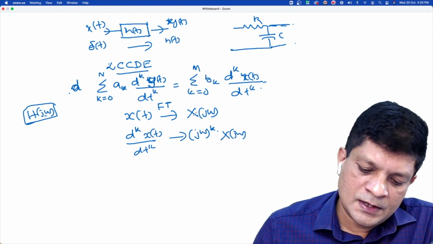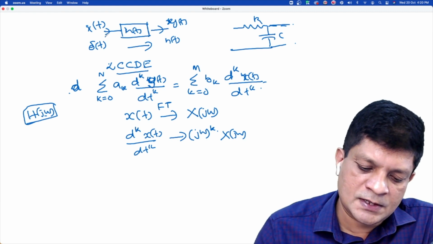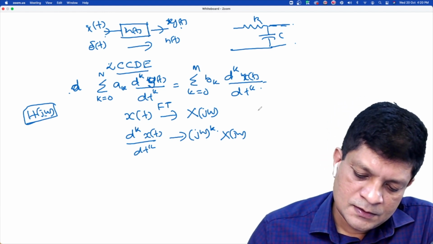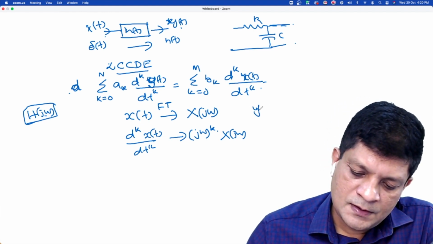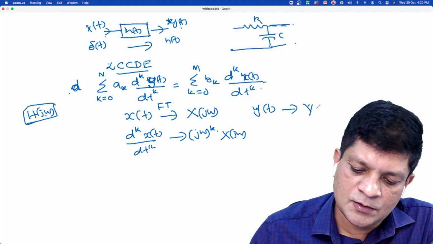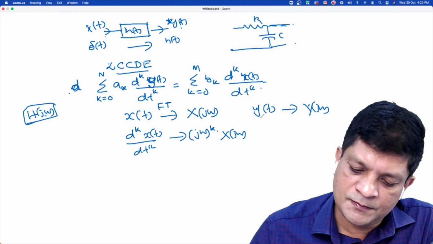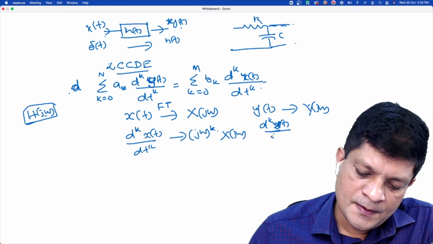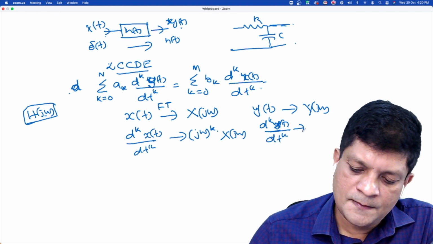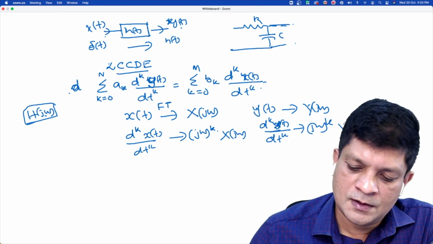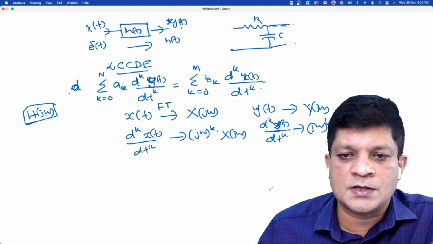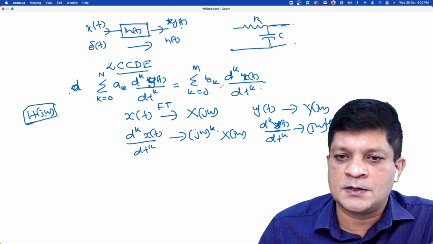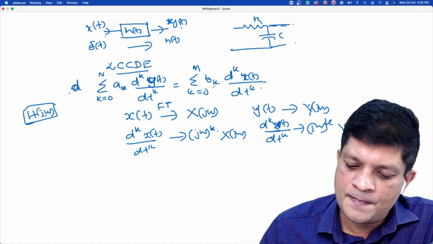Now, if you are giving x(t) as the input to a linear time invariant system, let's say y(t) is the output, and if the Fourier transform of y(t) is Y of j omega, then we can use the same differentiation property: d to the power k y(t) by dt to the power k gives j omega to the power k Y of j omega. Now, if we take the Fourier transform on both sides of this differential equation, what will we get?